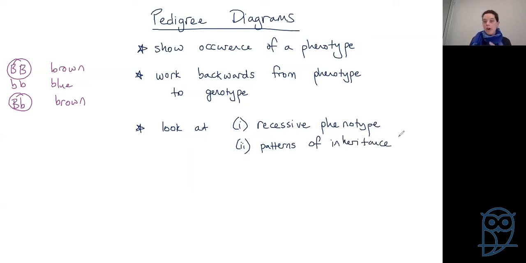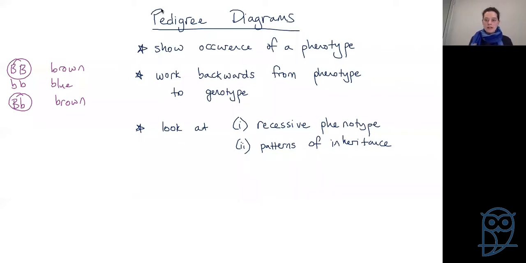So we're using that combination to actually work like a detective to figure out what's going on in this pedigree diagram and what are the different genotypes hiding behind the phenotypes that we're looking at. Okay, so pedigree diagrams are showing occurrence of a phenotype, and we have to then work backwards to figure out the genotypes using what our recessive phenotype is and patterns of inheritance.